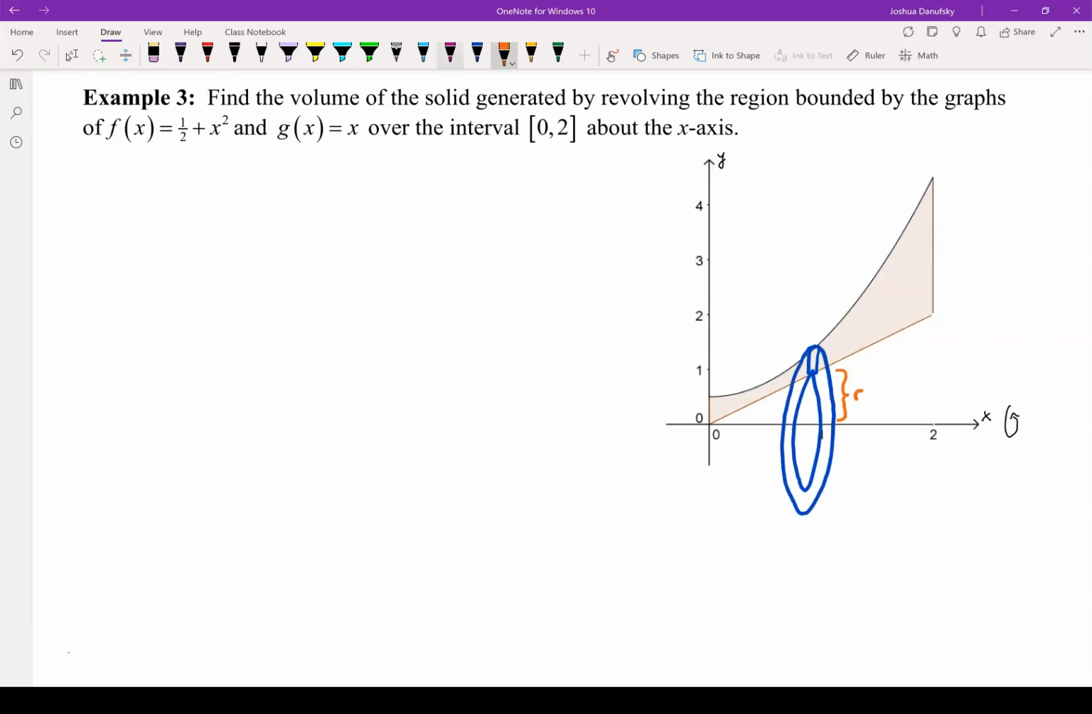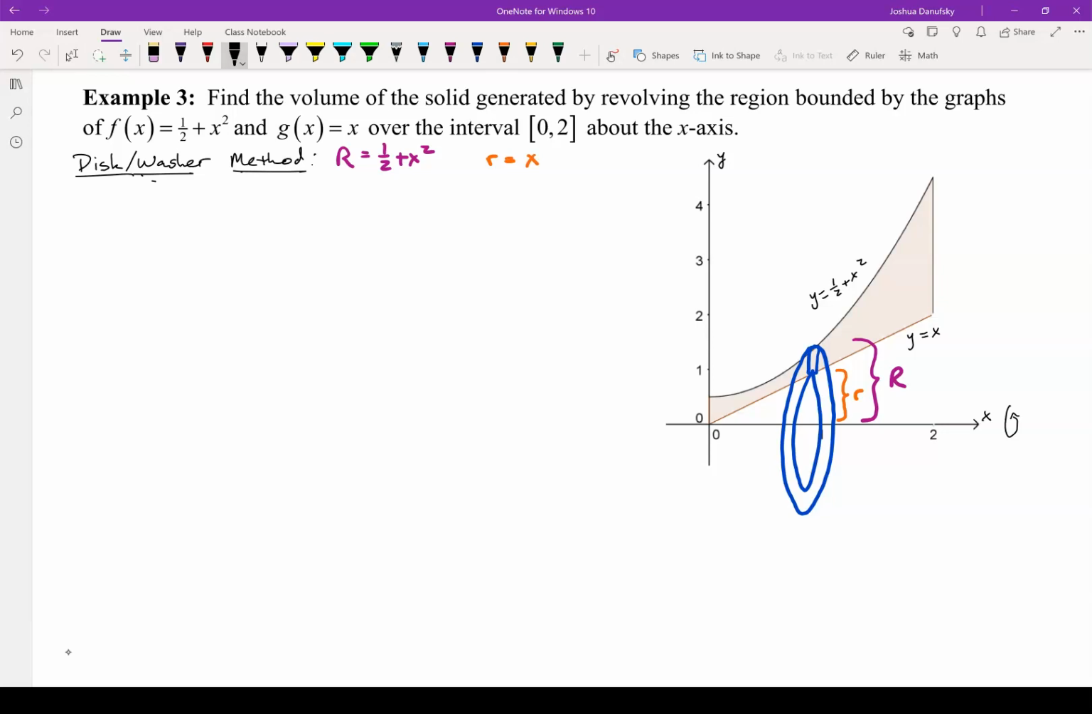We have little r and we have big R. Our top curve here is y equals 1/2 plus x squared, whereas our lower function is y equals x. So big R is the distance from the x-axis to that parabolic function, which is going to be 1/2 plus x squared. Little r is the distance from the x-axis to that line, which is just plain x.